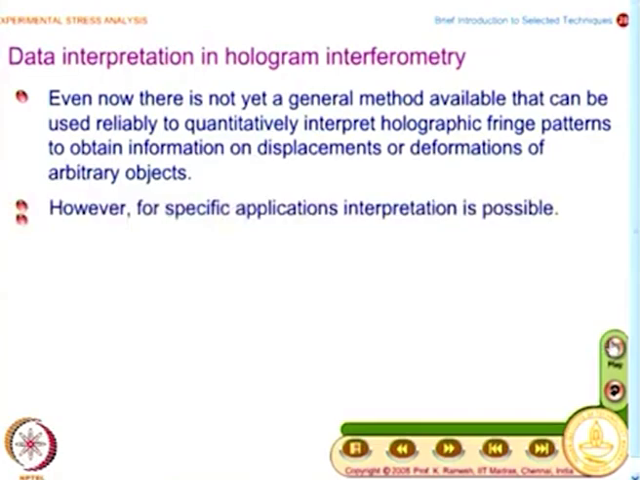Because I said you are recording more information, reliable quantitative interpretation of holographic fringes is still difficult. There is no general method, but for specific applications interpretation is possible.